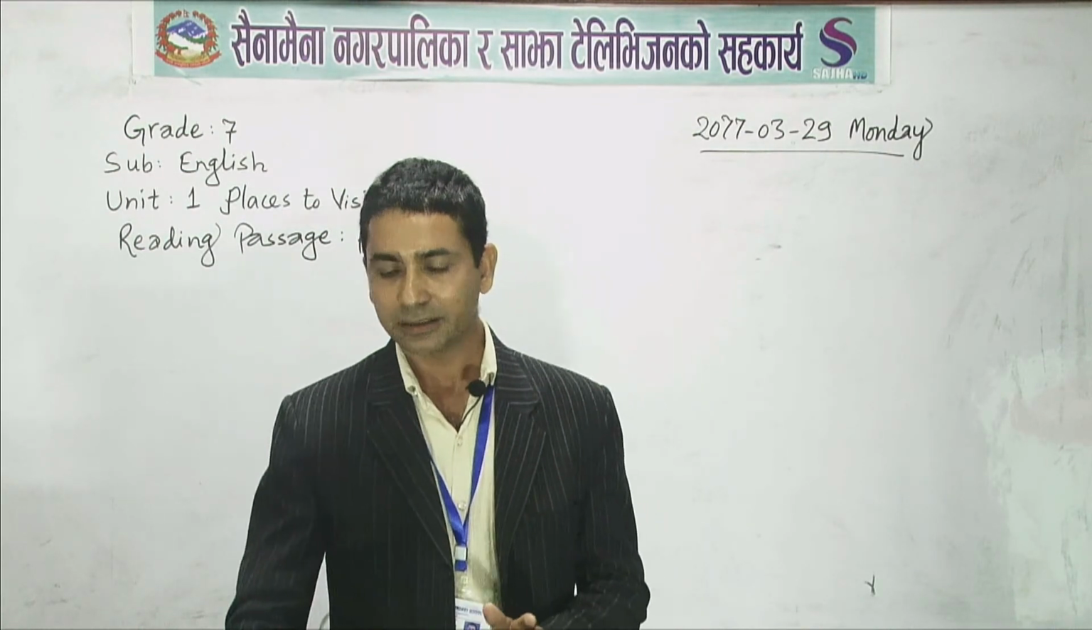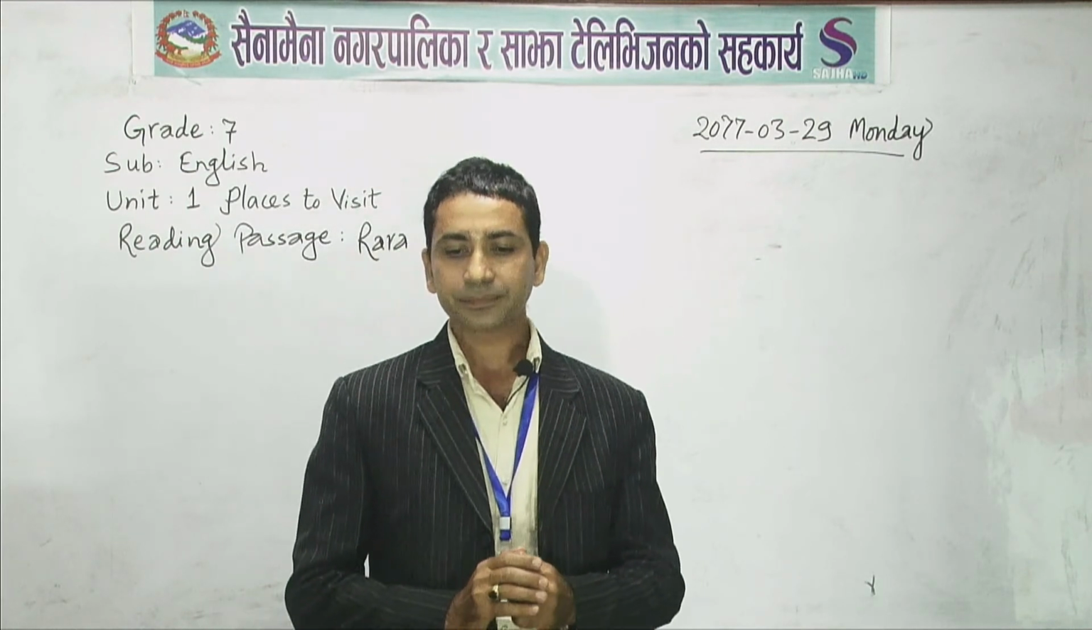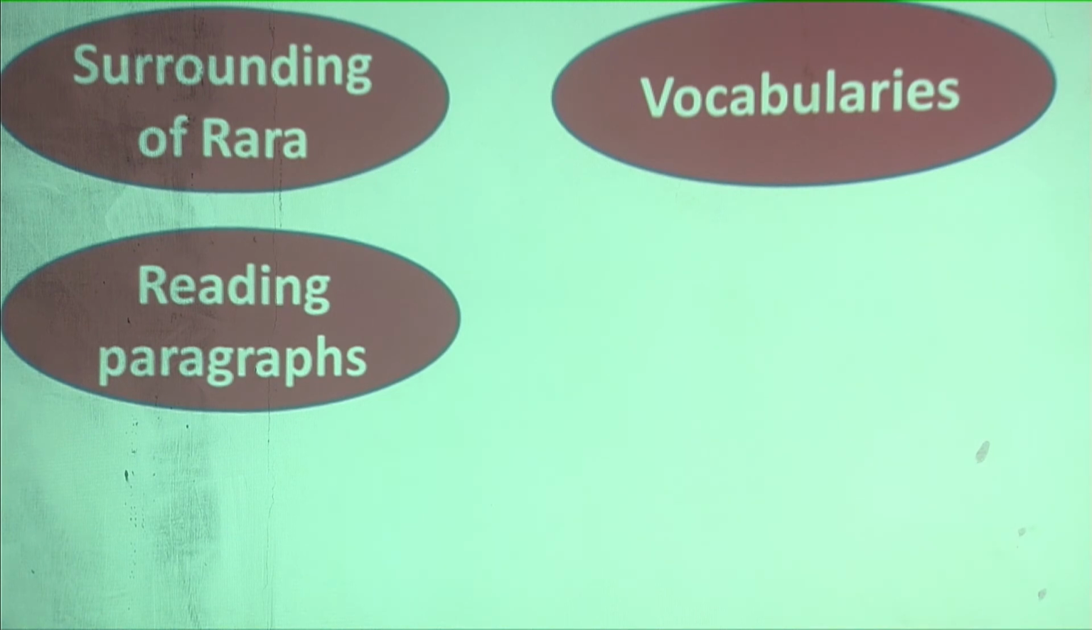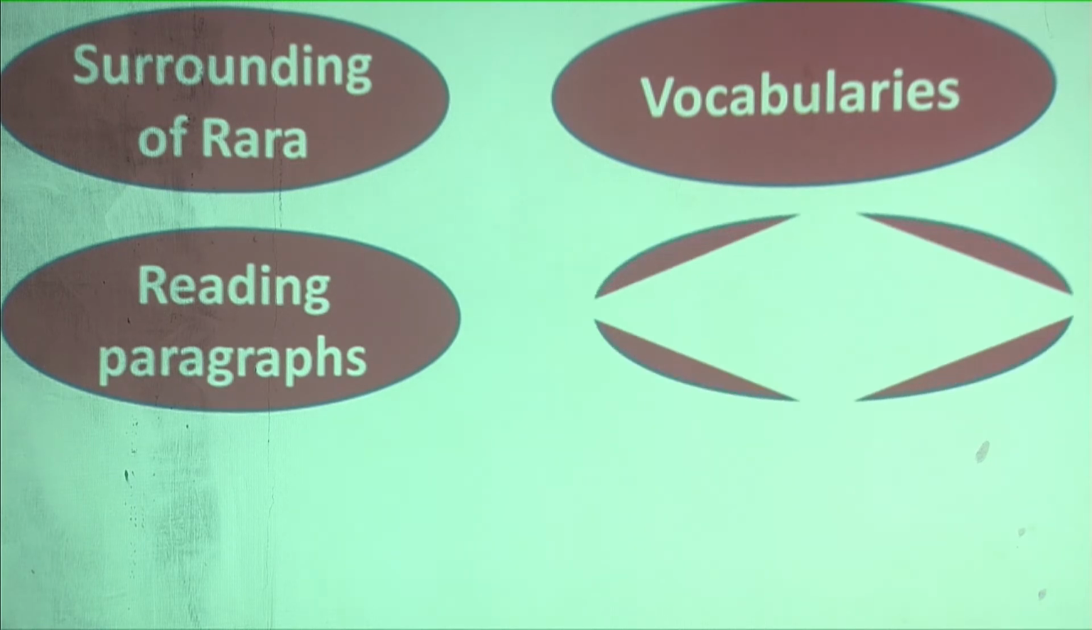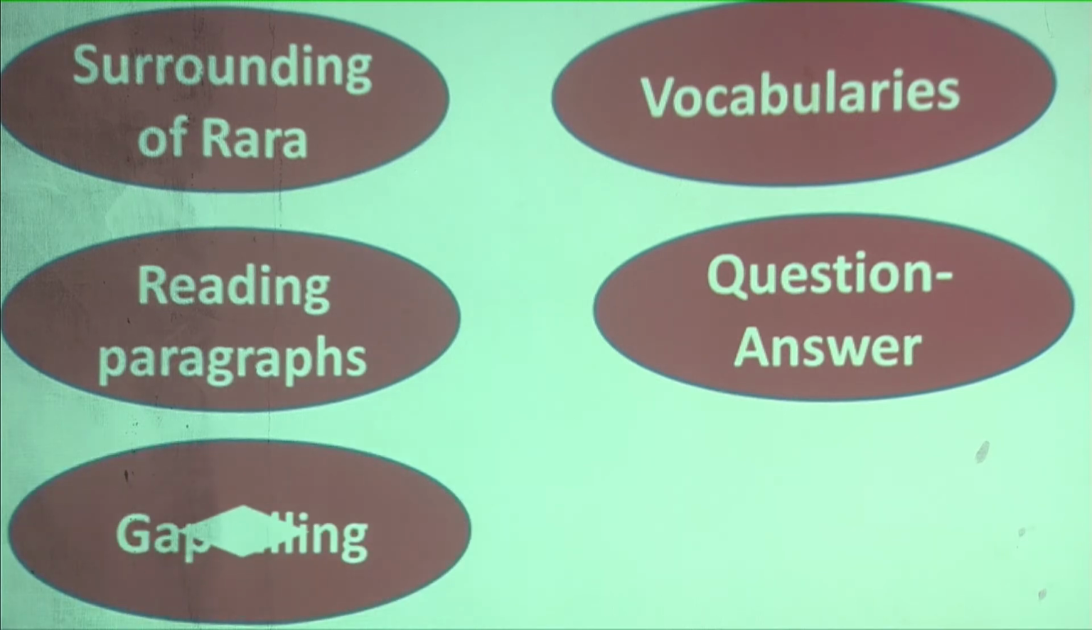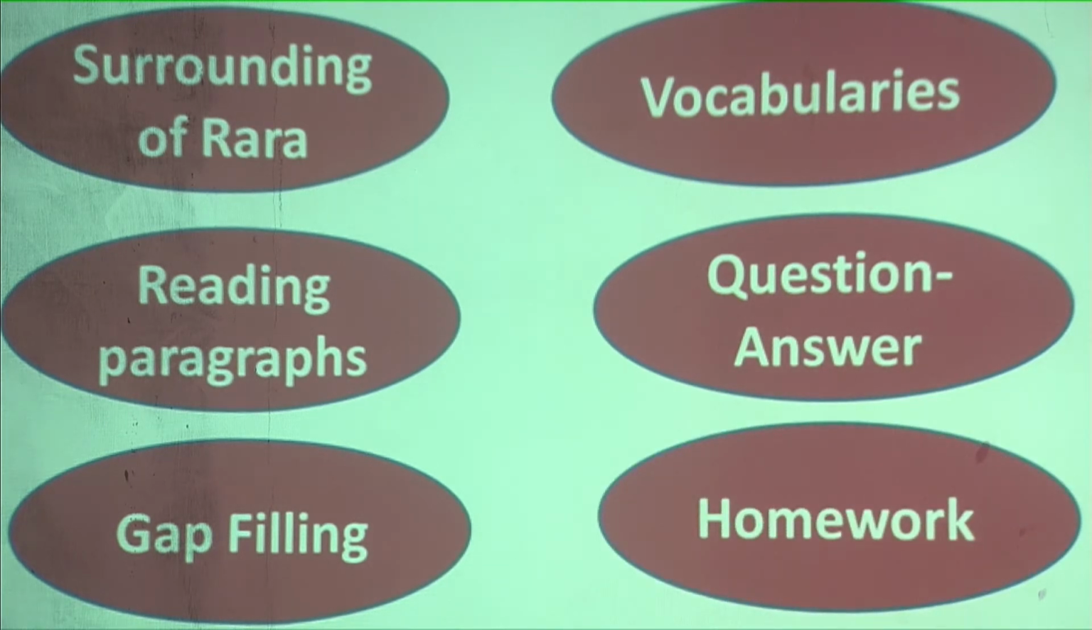Secondly, that is the vocabulary activity. Next, our third activity is reading the paragraphs. I already told you, students, there is the passage, and from it today we are going to discuss only 3 paragraphs. The fourth activity is that we will do some question answers related to the same 3 paragraphs. Then we will do one exercise, gap filling, and after that there will be our homework activity. So in this way, in today's class, we will complete these 6 activities.